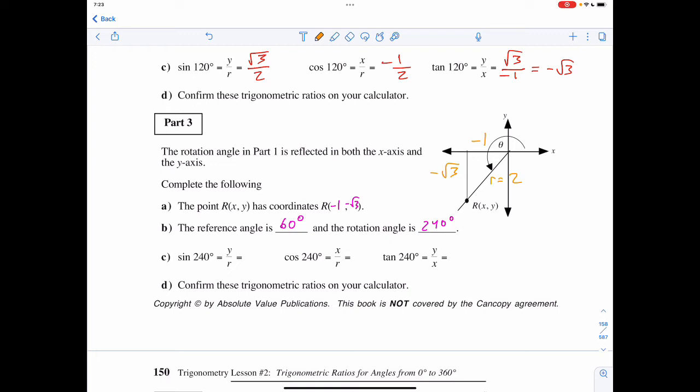Then I'm going to have negative root 3 over 2. Negative 1 over 2, which is still negative. And for tan, I have negative root 3 divided by negative 1, and the negatives cancel out, and I have positive root 3.